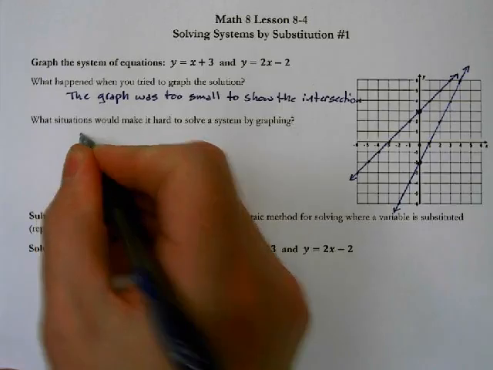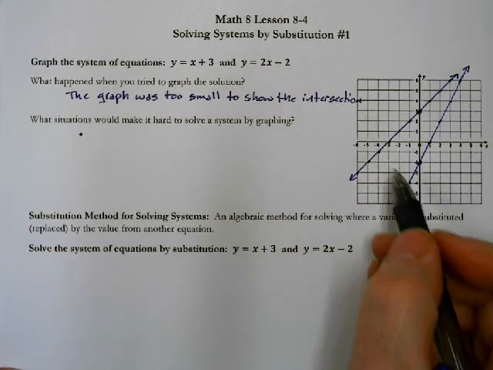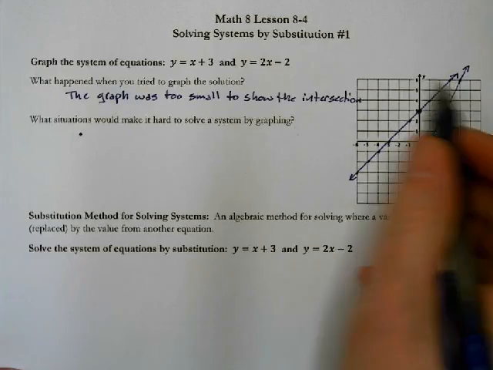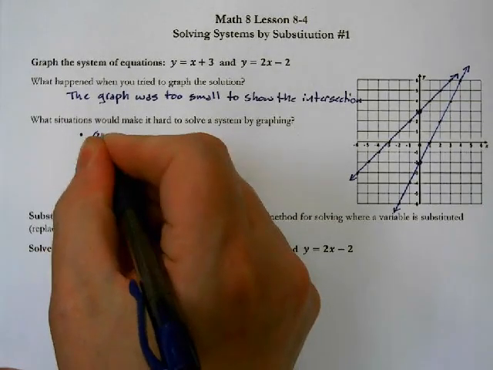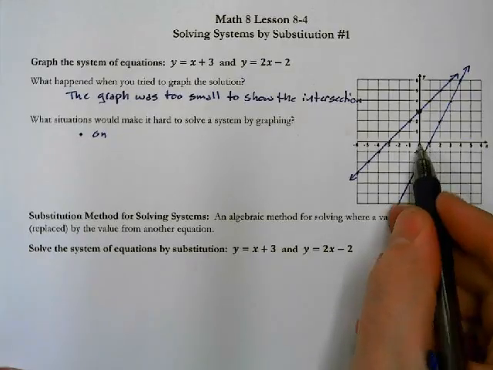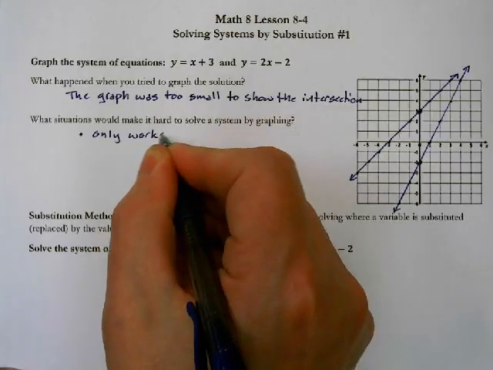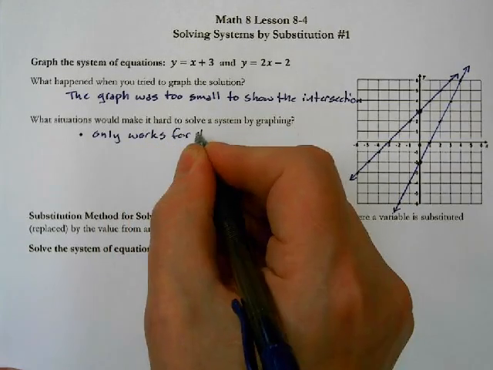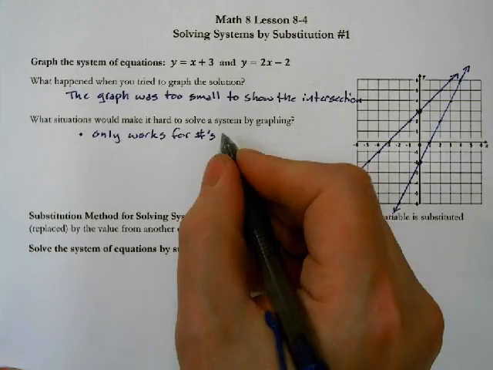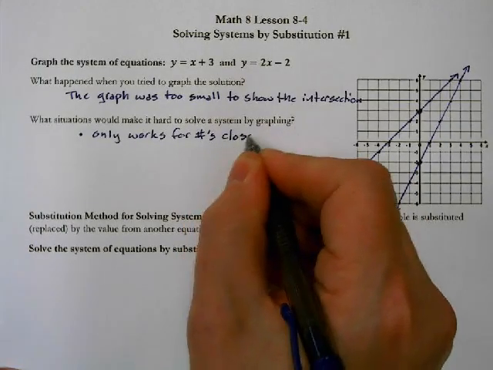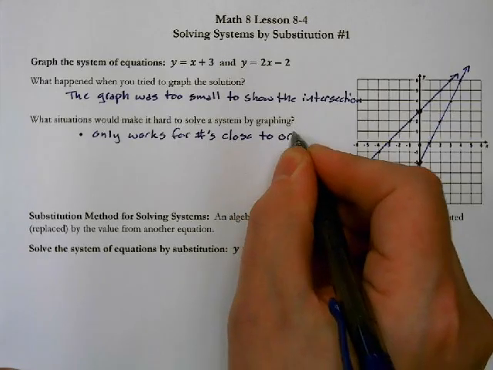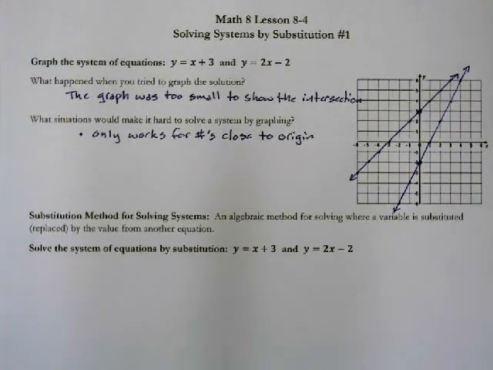Limitation number 1 is it only works when they intersect somewhere on the graph that we're given. So it only works for numbers that are close to 0, 0. I'm going to say it only works for numbers close to the origin. So if I'm looking for where two lines cross and it's nowhere close to the origin, the graphing method is not going to be a great method to use.